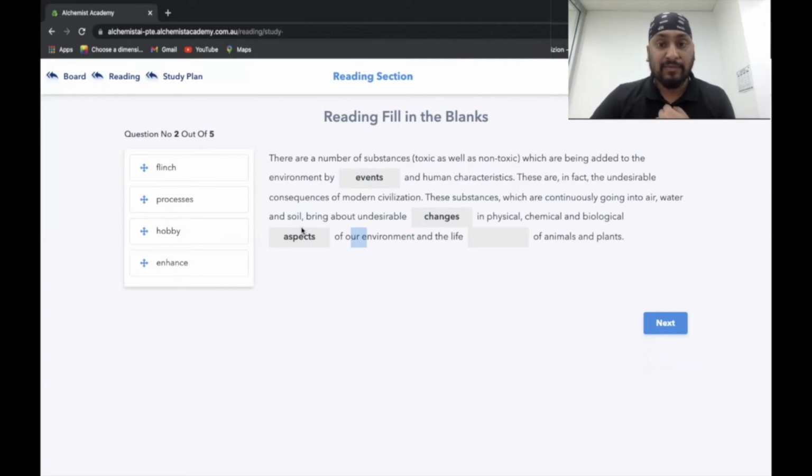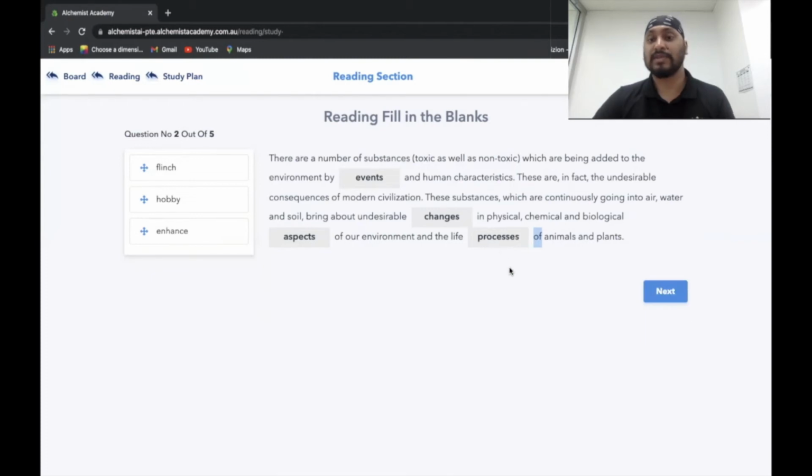And the life dash of animal. Life, in this case, we need a noun again. If you look at it, animals is a noun, of is a preposition. I need a noun here again. So if I look at this, I've only got hobby or processes. In this case, let's just put the word processes. Life processes sounds better. We don't have life hobbies.